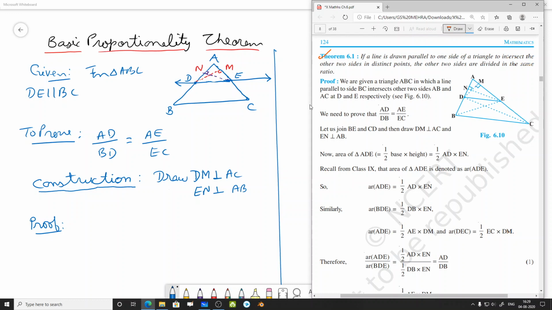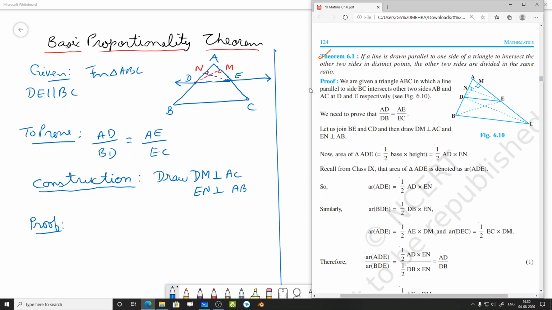Basic proportionality theorem. So, this is basic proportionality theorem, theorem 6.1. If a line is drawn parallel to one side of a triangle to intersect the other two sides in distinct points, the other two sides are divided in the same ratio. So here we can see that this is the triangle ABC and DE is parallel to BC. Then what we have to prove is that AD over BD equal to AE over EC.